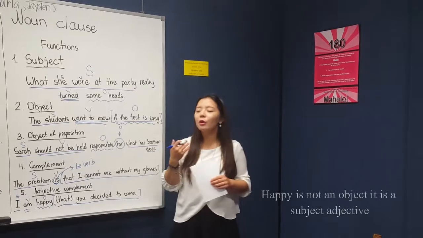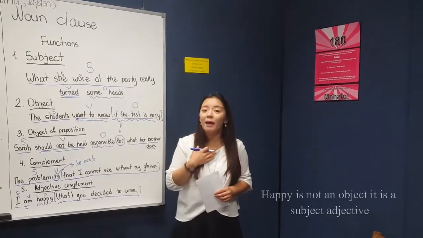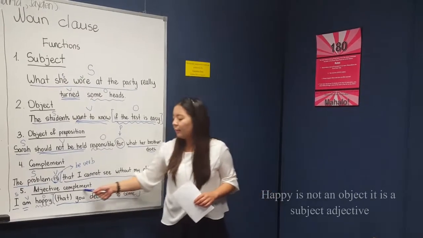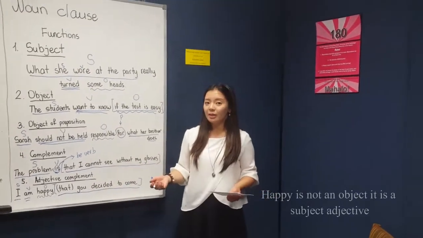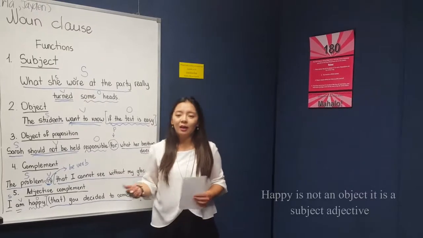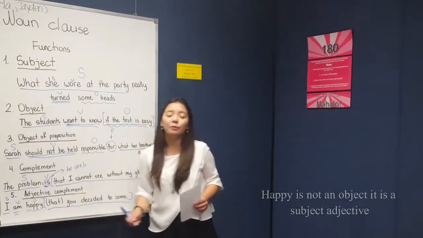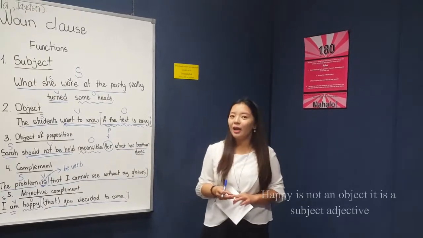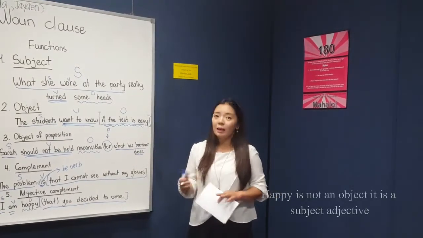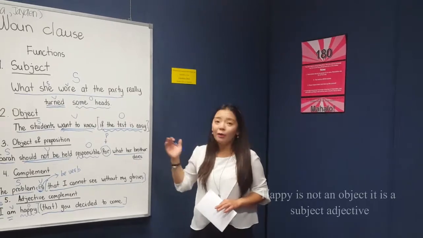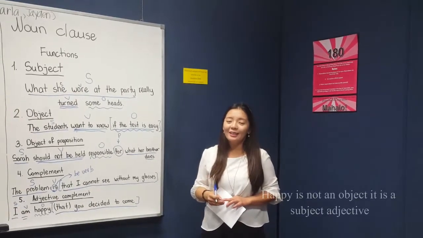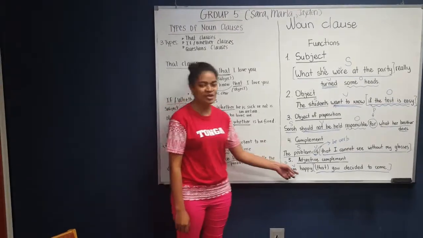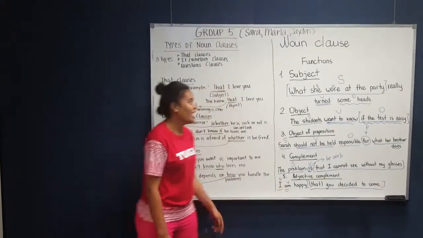But we wanted to add more reason why I'm happy. We are using the dependent clause, giving more information, giving more information why I'm happy. So these are examples of how a noun clause functions in a sentence. Before I move on, I would like to clarify that happy is an adjective.